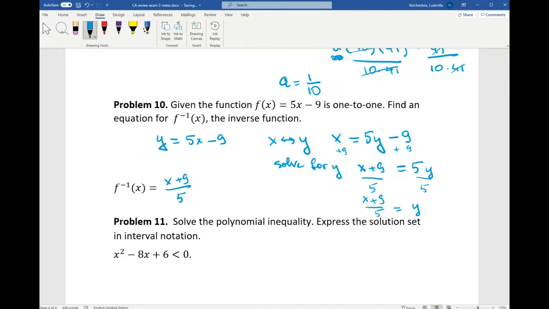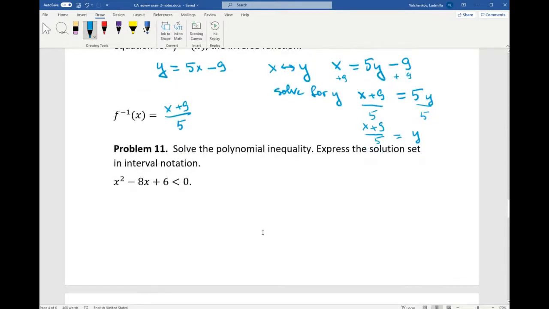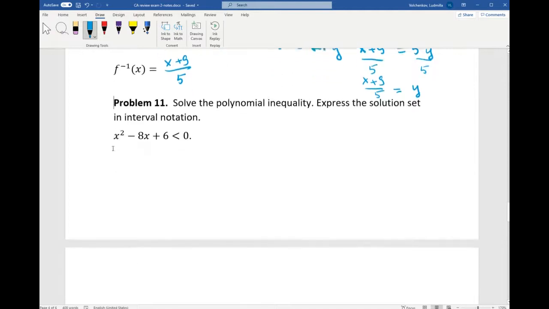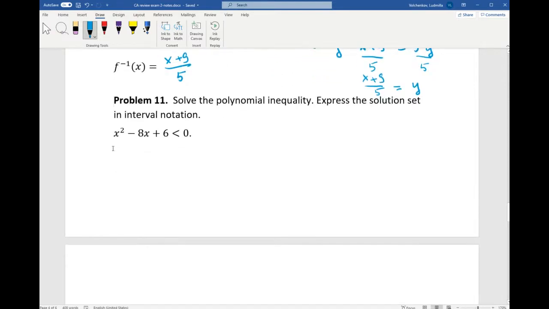This must be a multiple choice problem because typing such an equation is a biased thing. It's hard to grade. Many ways how to type it. Okay, the next problem, polynomial inequality. I think it's also a multiple choice problem.